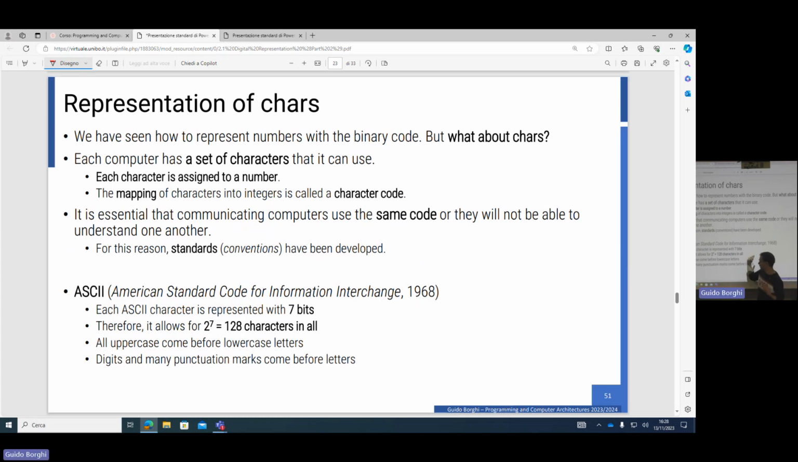And for example, there are other rules inside the ASCII convention, for example, that all uppercase letters come before lowercase letters, or digits and many punctuation marks come before letters, okay? So as you can see here, we don't have only letters, we have characters that consist of letters, punctuation marks, digits, and other symbols that we can use when we type a text, for example. Do you think that 128 is a good value to represent all the characters, or not?